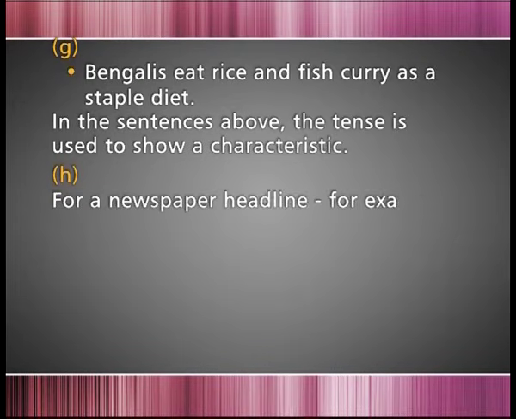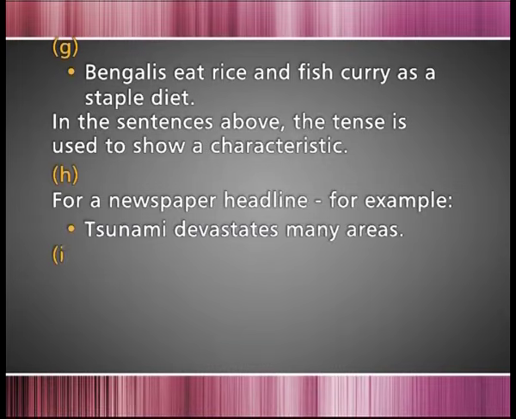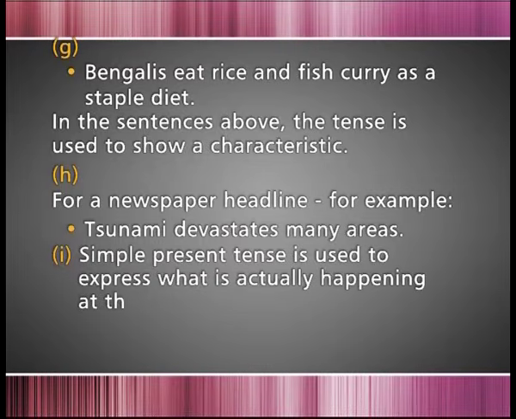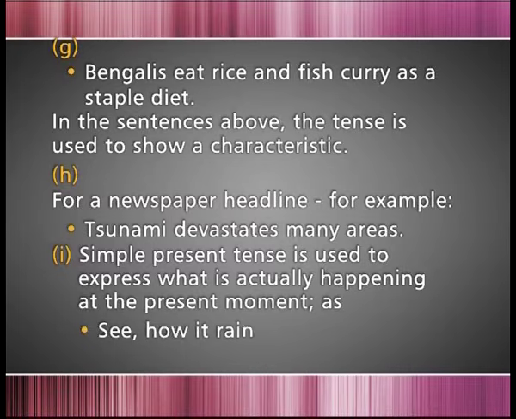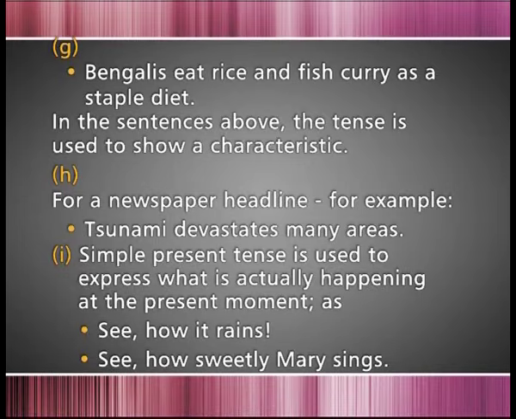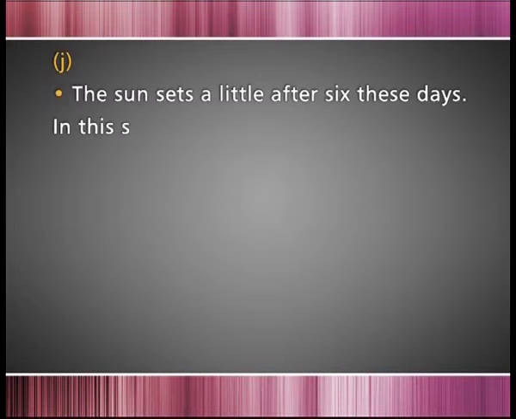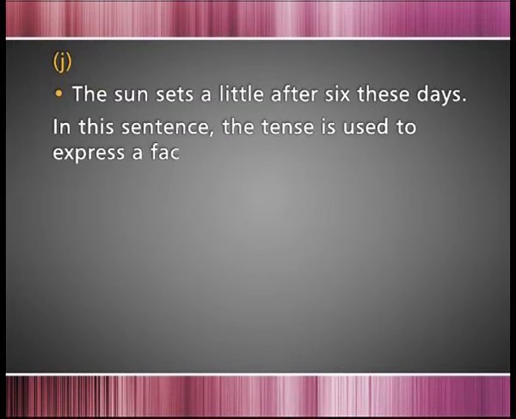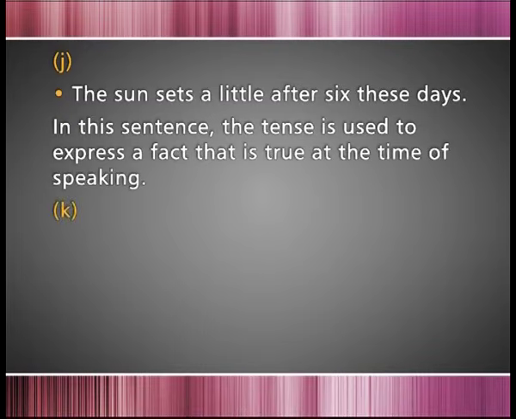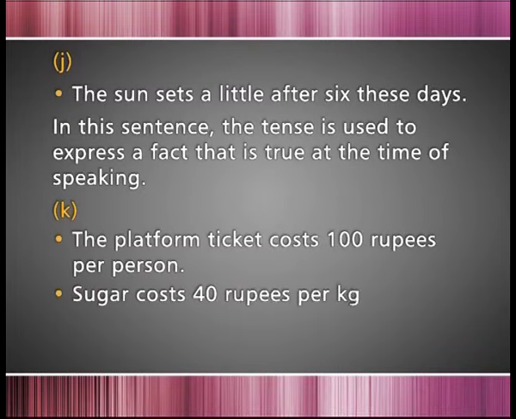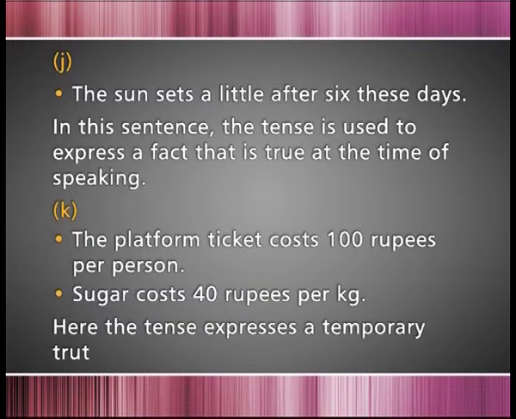H. For a newspaper headline, for example, tsunami devastates many areas. I. Simple present tense is used to express what is actually happening at the present moment, as in: see how it rains, see how sweetly Mary sings. J. The sun sets a little after 6 these days. In this sentence, the tense is used to express a fact that is true at the time of speaking. K. The platform ticket costs 100 rupees per person. Sugar costs 40 rupees per kg. Here the tense expresses a temporary truth.